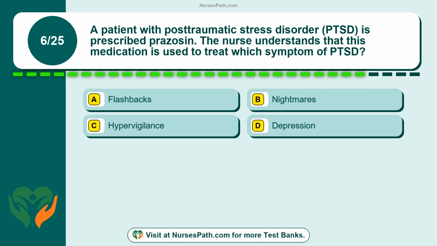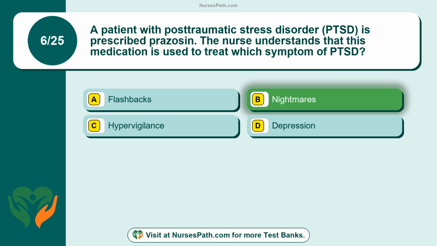Question 6. A patient with post-traumatic stress disorder, PTSD, is prescribed prazosin. The nurse understands that this medication is used to treat which symptom of PTSD? Option A. Flashbacks. Option B. Nightmares. Option C. Hypervigilance. Option D. Depression. The correct answer is option B.